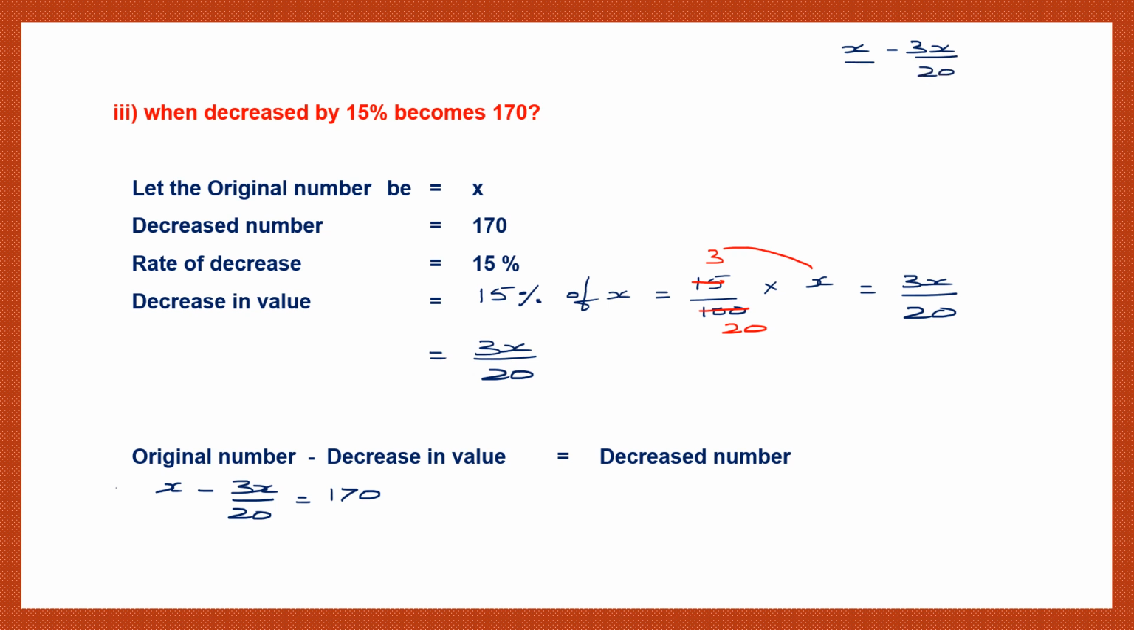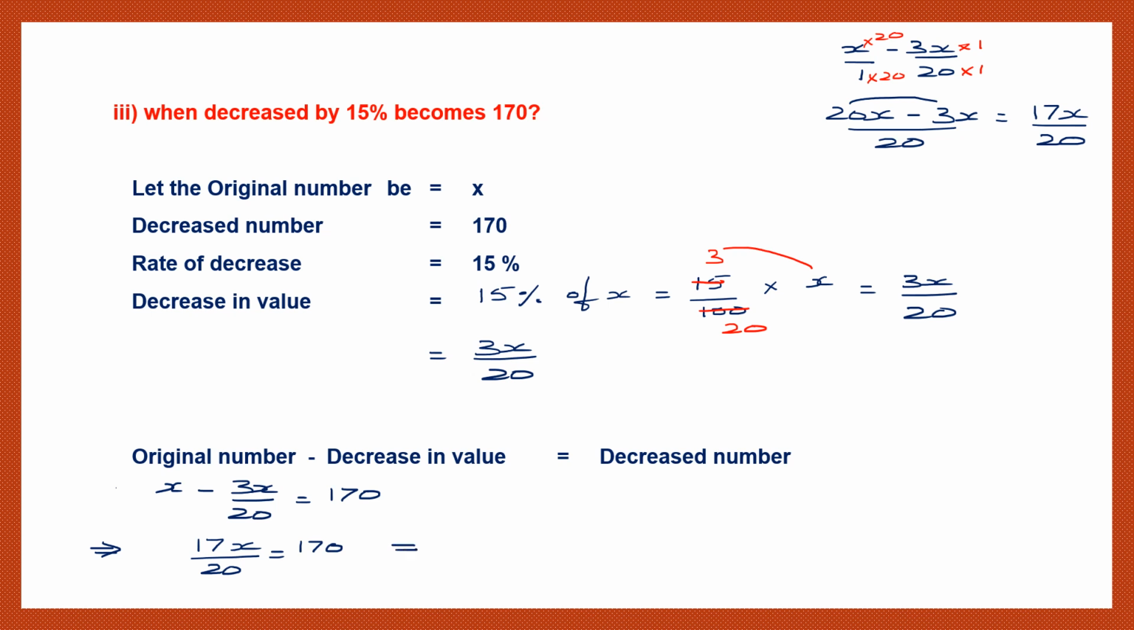So the LCM now we need to find. LCM is 20. So here 1 into 20 is 20, so multiply x into 20. 20 into x is 20x, minus the other side, the denominator is 20, 20 ones are 20, so 3x into 1 is 3x. So 20x minus 3x, 20 minus 3 is 17, 17x by 20. Let's write this as an equation. Now we have 17x by 20 is equal to 170.